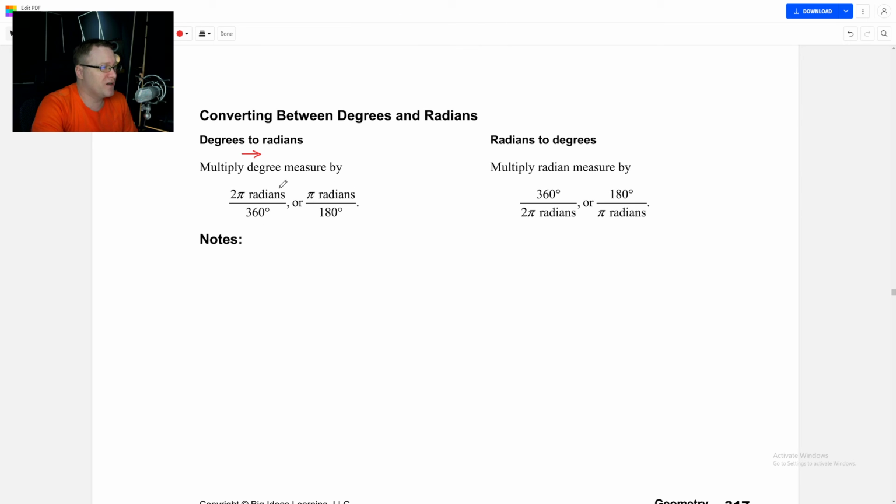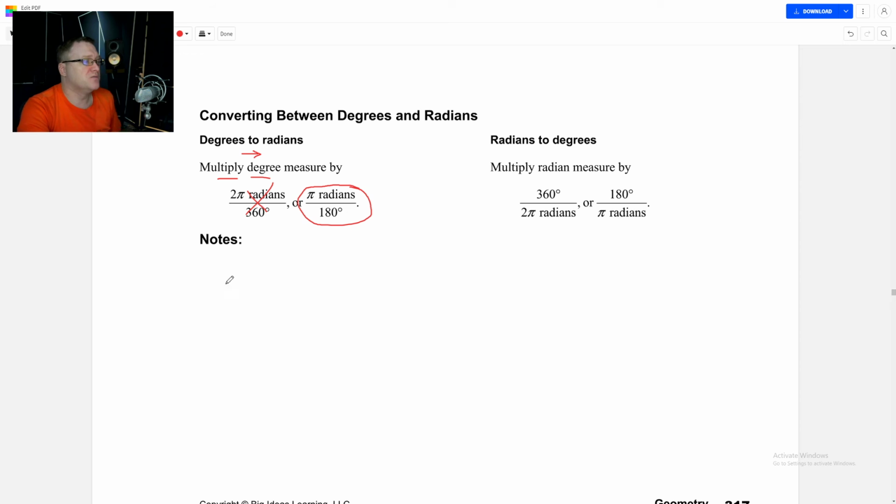We're going to actually ignore this one. All right, let's just focus on this one. I think it's easier. They're both the same. But we're going to multiply the degrees by pi over 180 degrees.